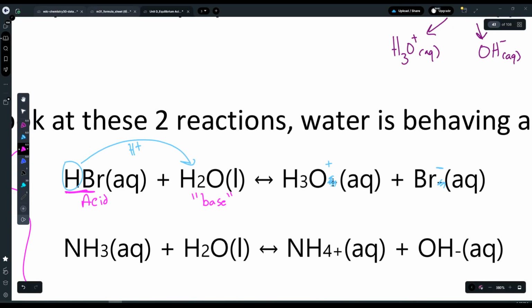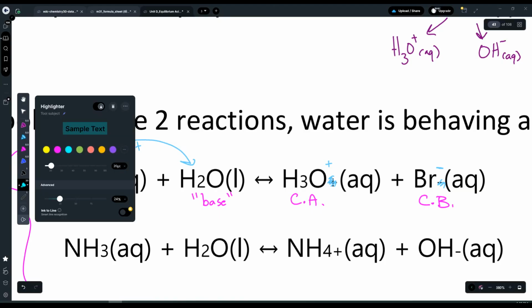Okay, so I'm looking at our acid, hydrobromic acid, and then I look on the product side and I think to myself, okay, which one of these two products looks most like hydrobromic acid? So obviously it's going to be the bromide ion. So remember, acids are always paired with conjugate bases, so I'm going to abbreviate conjugate base to CB. And with water, I say, okay, well, what on the product side looks most like water? Obviously, it's the hydronium ion. So remember, bases are always paired with conjugate acids.